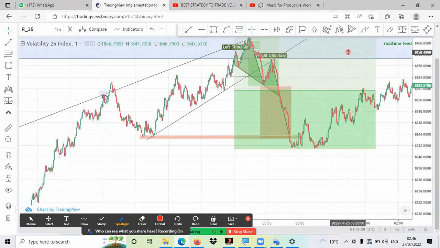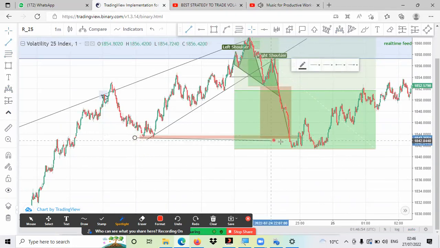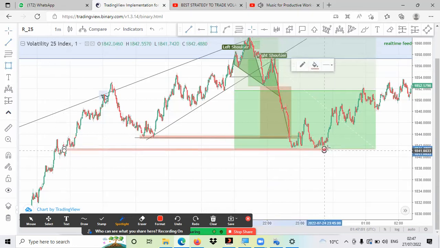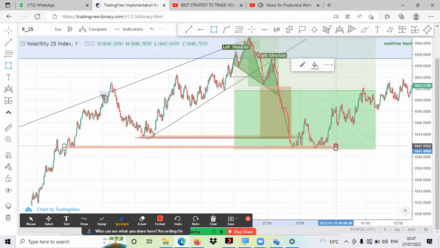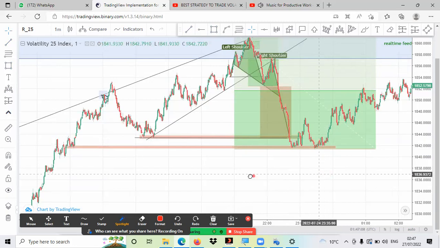The reason why this market came up is because we took this liquidity that had been building. Then we reacted at this particular zone. That was a demand zone in nature.